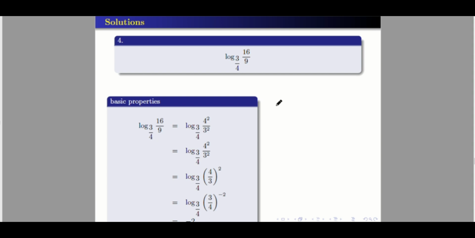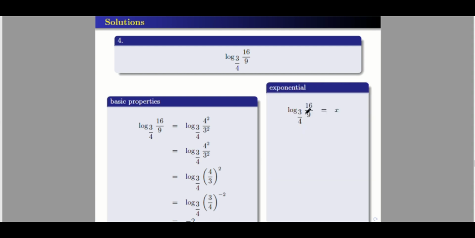Okay, negative 2. Let's compare this one to exponential. So 3/4 raised to x is equal to 16 over 9. Again, 16 over 9, we have 4 squared over 3 squared. So we can factor out the common exponent and then take the reciprocal. So the exponent here is negative 2. By the 1-to-1 property, x is equal to negative 2. So we have the same answer.